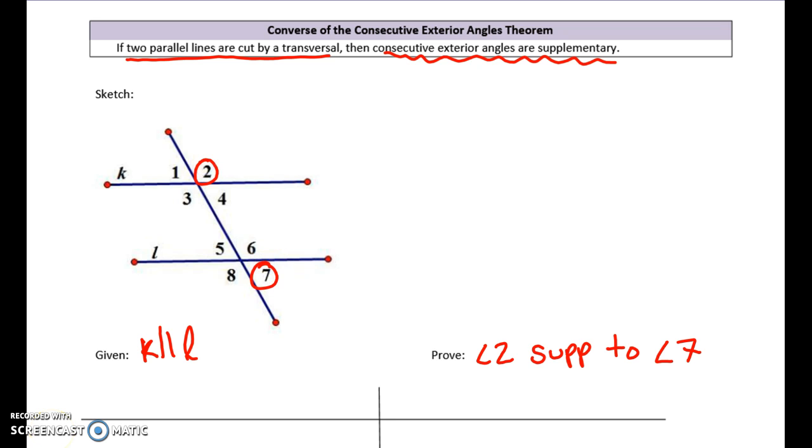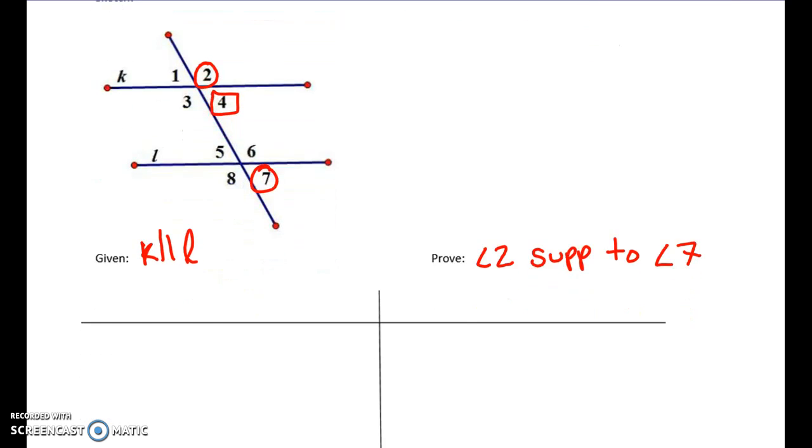Now, as with all of these proofs, I want to find a helper angle that has a relationship to both of these. Ideally, it's going to be corresponding to one of my angles, and then I want it to be either a linear pair or vertical angles with the other one. I really like angle 4 because it corresponds to 7 and it's a linear pair with 2. I would have also been happy with angle 6 as my helper angle. So now let's start our proof.